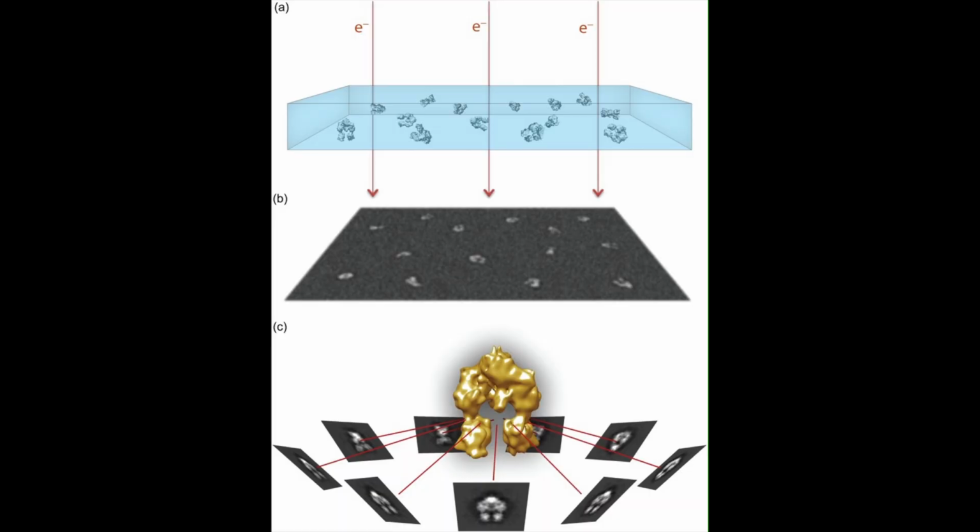And so that's what's being shown at the bottom here: you're collecting a bunch of 2D images of the thing that these electrons are scattering off of. And the goal is to get as many 2D pictures as you can from all angles possible, because then you can use these 2D images to then reconstruct a 3D image.